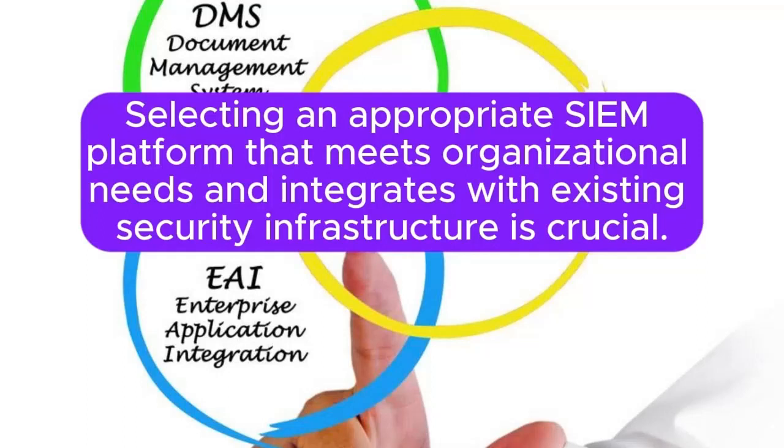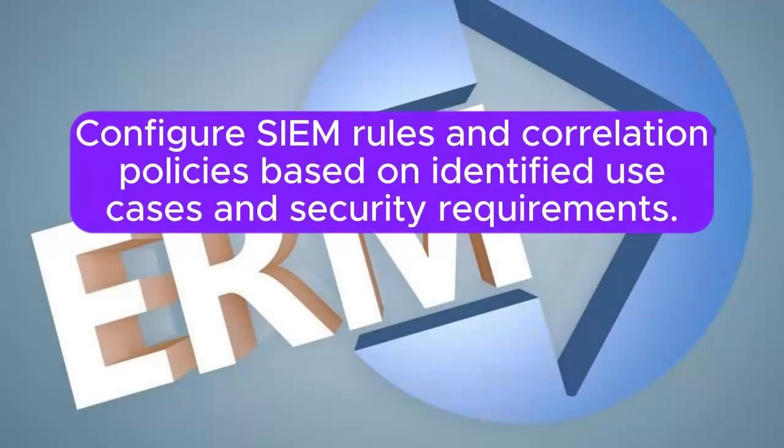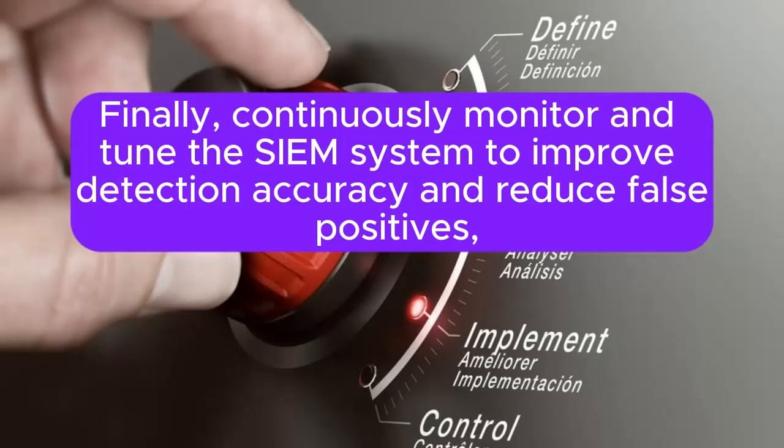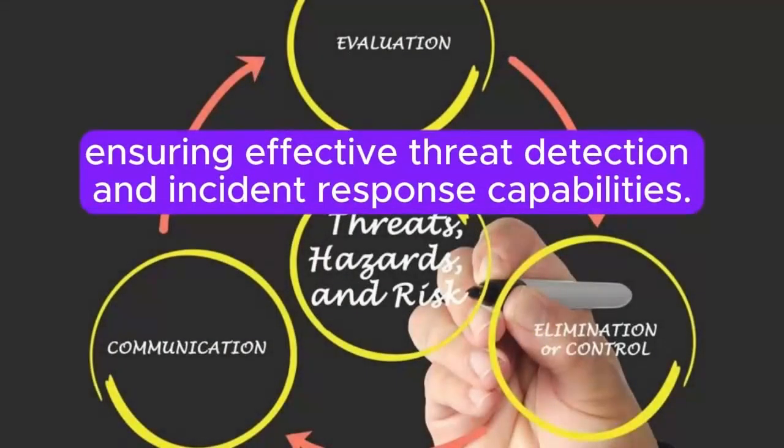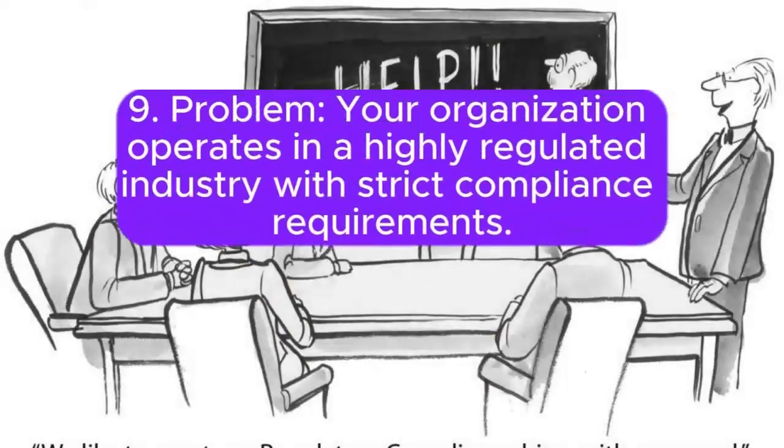Selecting an appropriate SIEM platform that meets organizational needs and integrates with existing security infrastructure is crucial. Configure SIEM rules and correlation policies based on identified use cases and security requirements. Finally, continuously monitor and tune the SIEM system to improve detection accuracy and reduce false positives, ensuring effective threat detection and incident response capabilities.